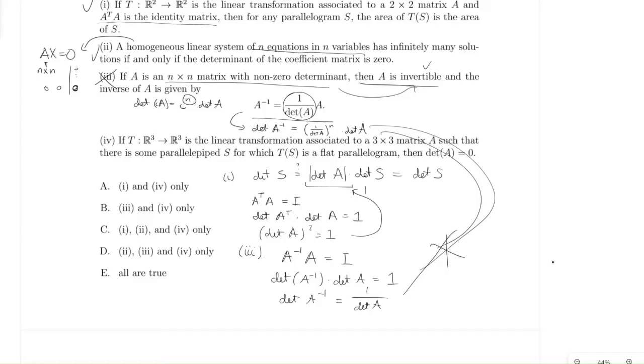So for part 4, we have this linear transformation where we're taking some parallelepiped S and it transforms to a flat parallelogram. So then the determinant of A must be equal to 0. One way of thinking about this is that the volume of the parallelepiped is equal to the determinant of S. And so when you apply a transformation, then the volume is going to be equal to the determinant of S times the determinant of A.